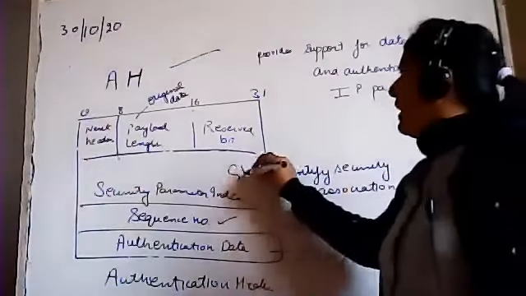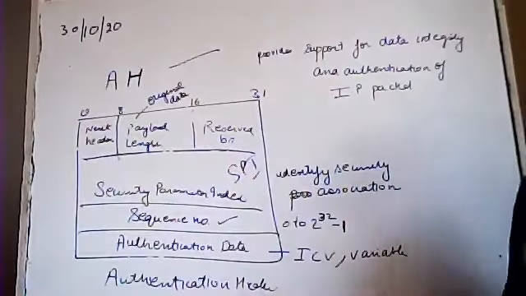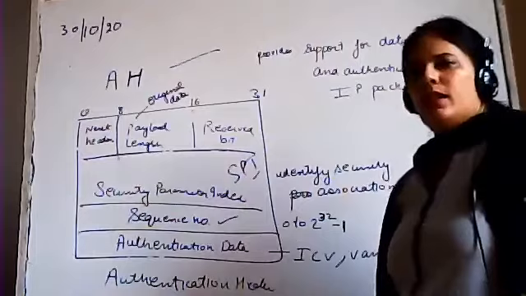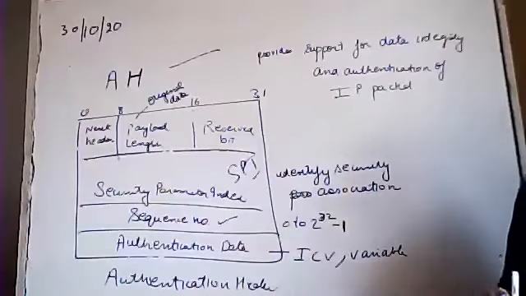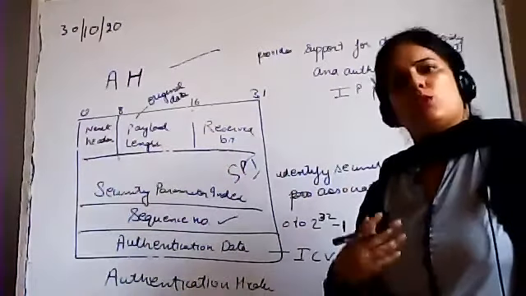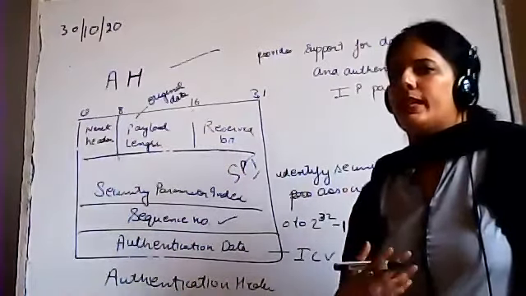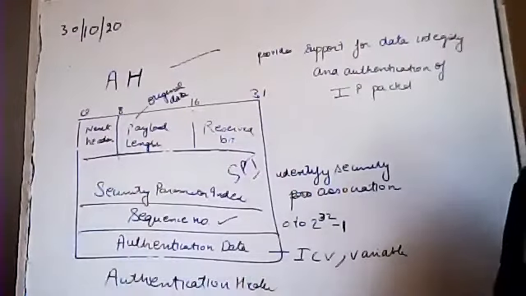इसको हम SPI बोलते हैं. Okay, then we have the sequence number. Sequence number is 32 bits, and it can range from 0 to 2 raised to 32 minus 1. So this is the sequence number. As you proceed with each packet, its sequence number will automatically get incremented. Clear?